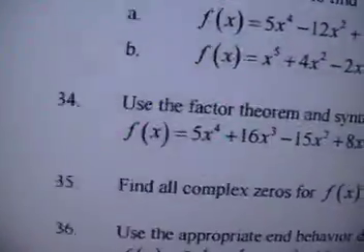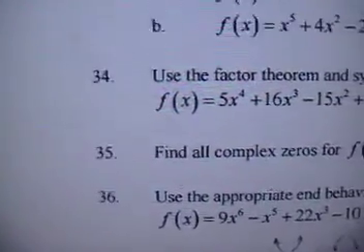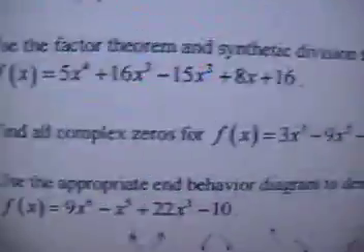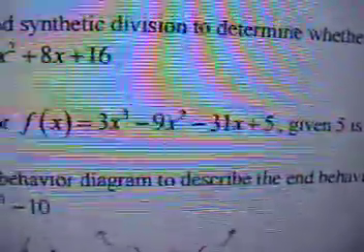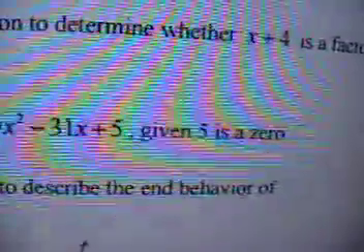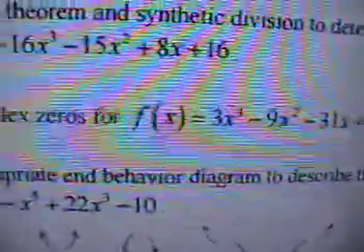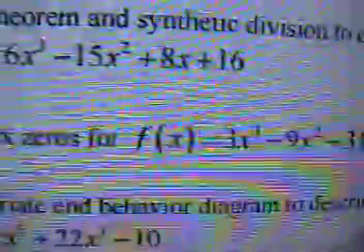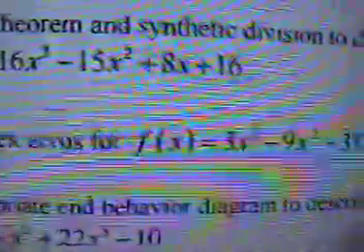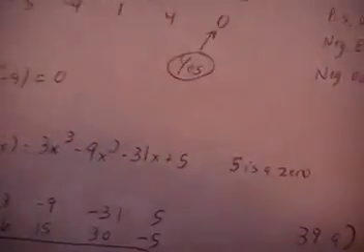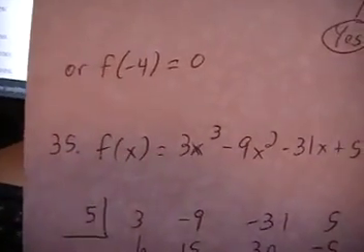Okay, now go back to 35, because this one's a little bit longer. Find all complex zeros of a long polynomial, given that 5 is a 0. So because it's 3x to the third, the degree is 3, there can be 3 zeros on this problem. One of them is given to us already. So there's 2 more that we might be able to find. And this is why we did this with number 34 also.